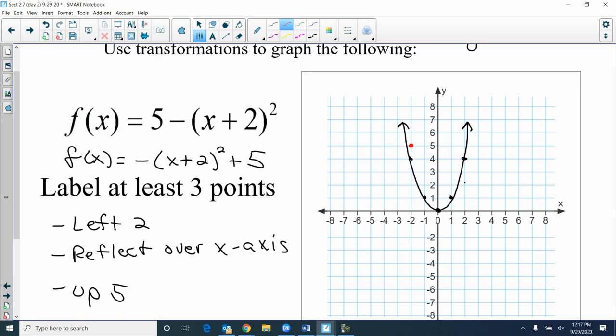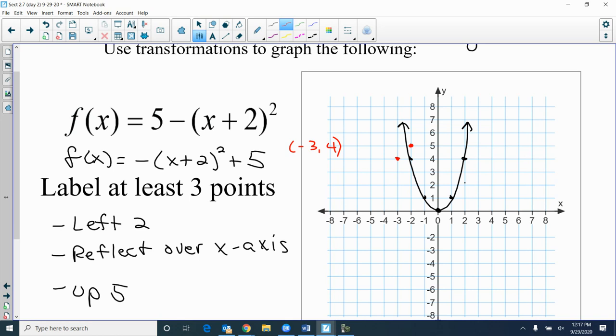And then I'm just going to take each point and do the same thing. I go left 2 from negative 1, 1. I reflect over the x-axis to negative 1. I go up 1, 2, 3, 4, 5. Goes right there. And one nice thing is, take your point. What are the coordinates of that point? Negative 3, 4. You should be able to plug in negative 3. If you've done everything right, what answer should you get back? You should get back 4.